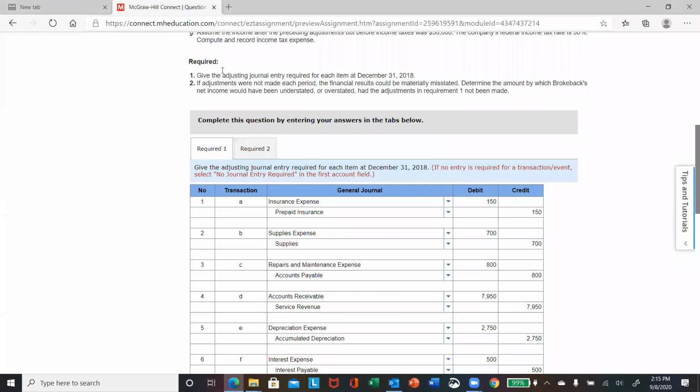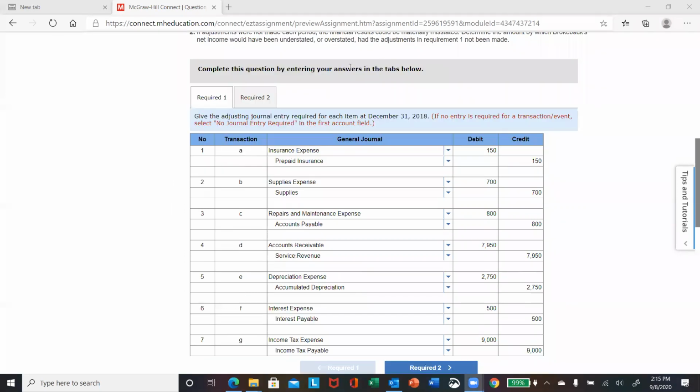And the second question, of course, says, if these adjustments were not made, the financial statements could be materially misstated. Determine the amount by which net income would be understated or overstated had you not made these. So all you really have to do is look at what your total expenses were. Here's an expense, 150, 700, 800, 2750, 500, and then 900.